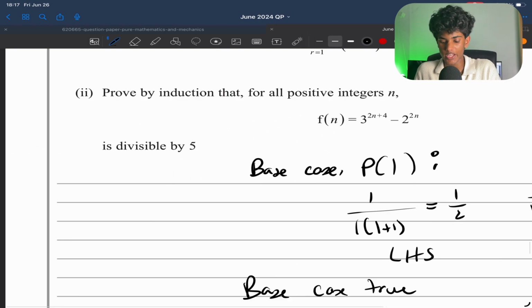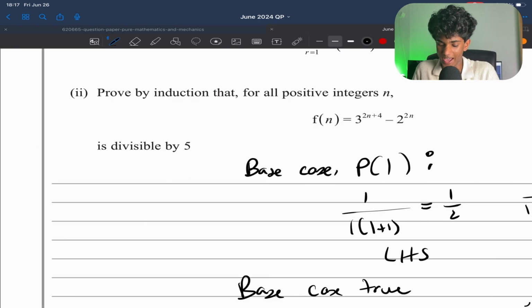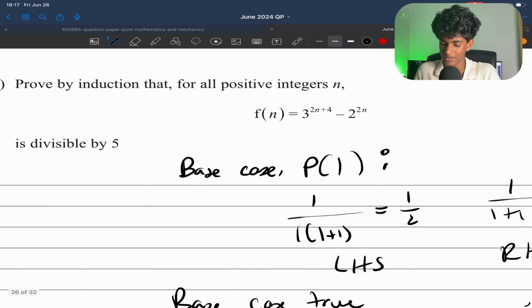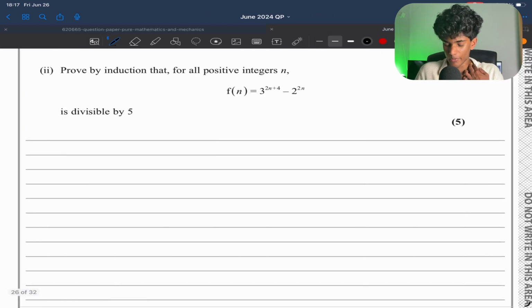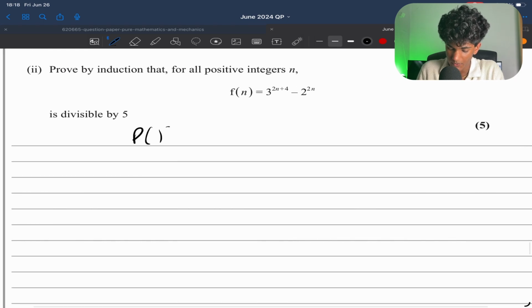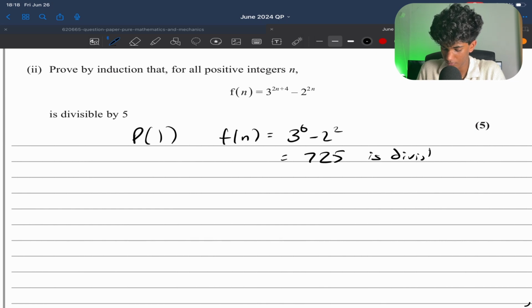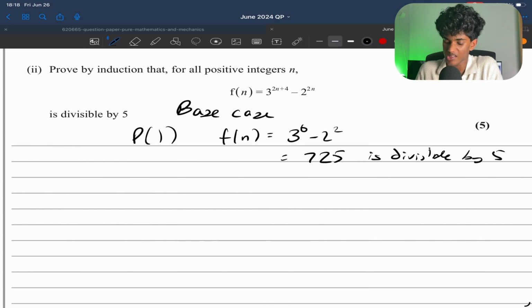Okay, part 2. Prove by induction that for all positive integers n, this is divisible by 5. Okay, immediately looking at that, that's a bit scary, right? Like, where do you start with that? But let's follow the same process. So, the base case, p of 1, f of n, is equal to 3 to the power of 6 minus 2 to the power of 2, which is 725, and 725 obviously is divisible by 5. So our base case, we need to write that out actually, base case. Our base case is true.